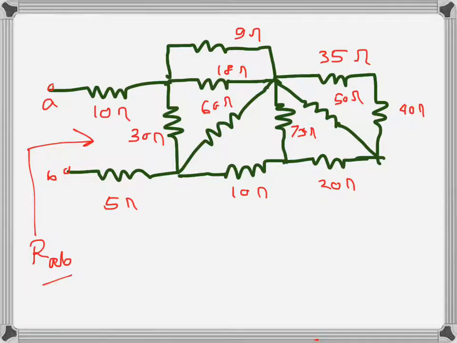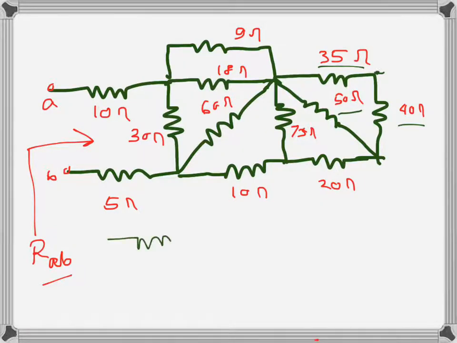When we look at the most right-hand side here, we can see that these 35 ohms and these 40 ohms are in series and then coming in parallel with 50 ohms. We would need a delta connection if there was a resistance here, something like that. That's not there, so that's fine. So 35 and 40 is becoming 75 ohms.